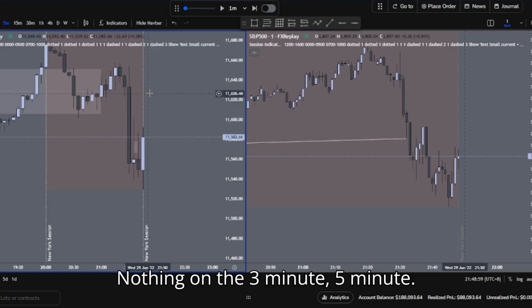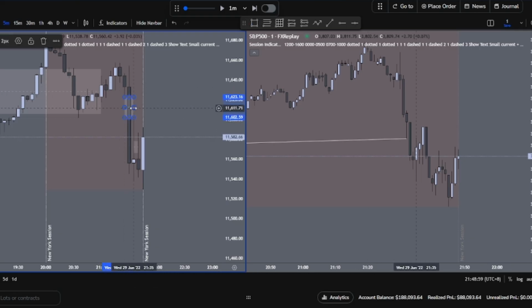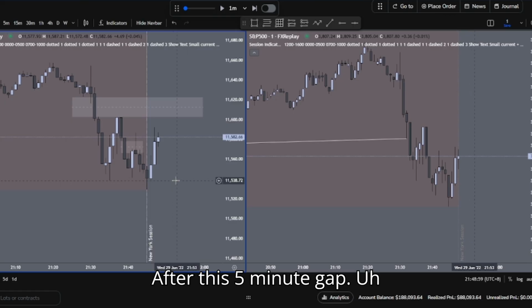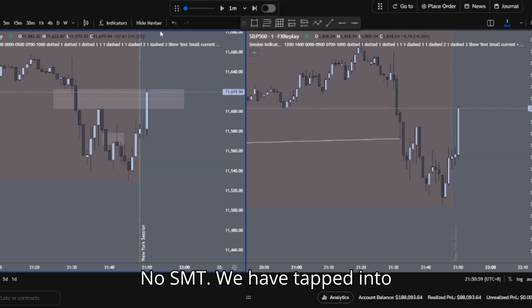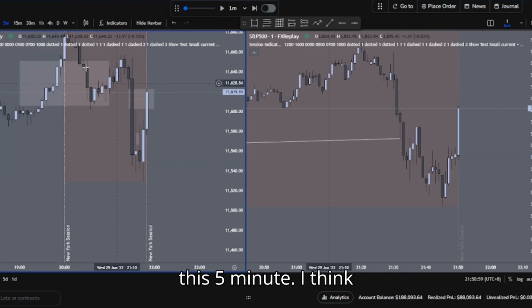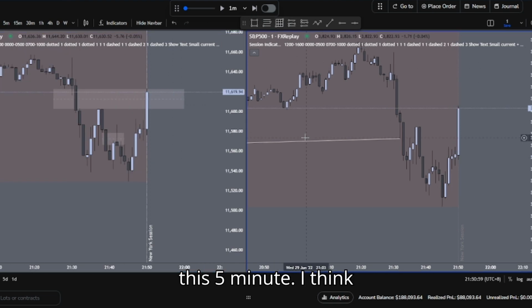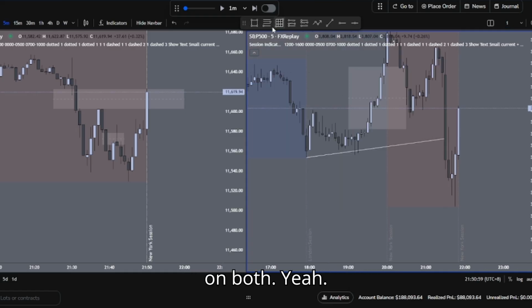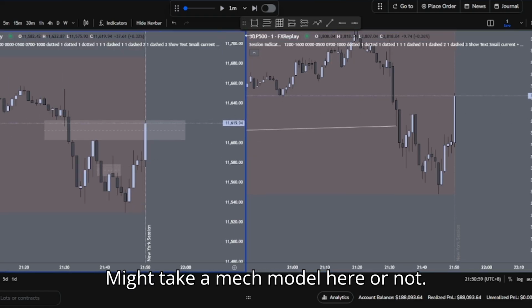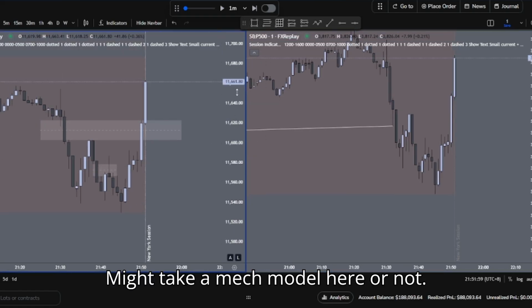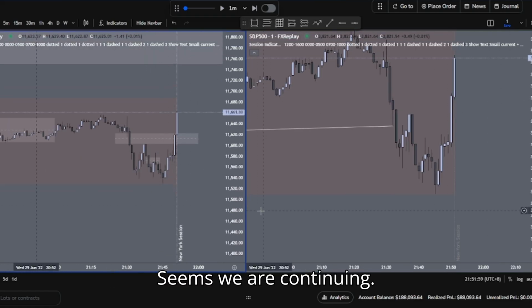Nothing on the 3-minute, 5-minute. Have this 5-minute gap. No SMT. We have tapped into this 5-minute, I think, on both. Yeah. Might take a mech model here, or not. Seems we are continuing.